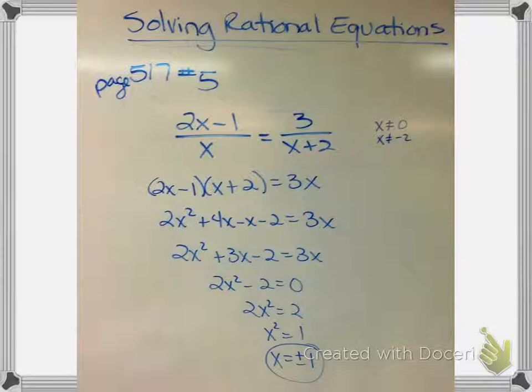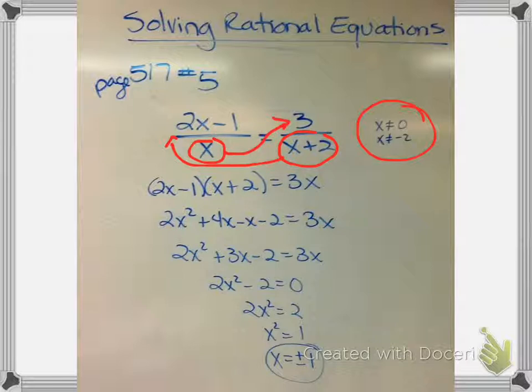the equal sign. And over here I made notes about the domain, because this x could not equal 0 and this x plus 2 could not equal 0 because they're in denominators, which means x cannot be 0 and x cannot be negative 2. Then I multiplied this denominator to this side and this denominator to this side.